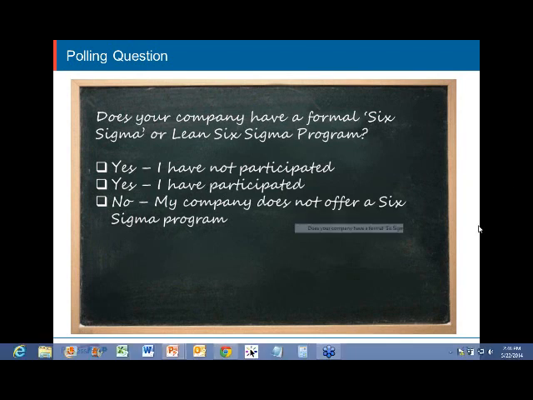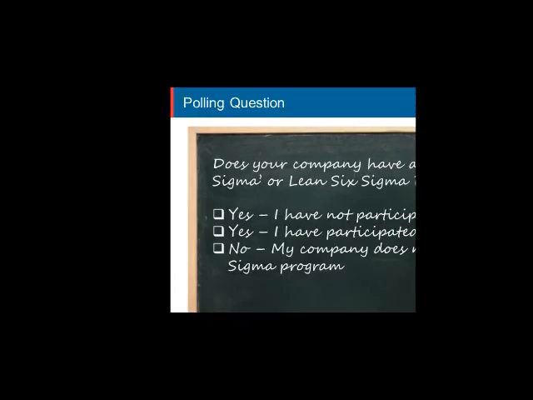And I just want to note, does your company have a formal Six Sigma or Lean Six Sigma program? Either yes, they do, but you've not participated, yes, and you have participated, or no, my company does not offer a Six Sigma program. So let's go ahead and open up the polls here. One last poll. Take a minute and let me know where you're at in this world. We're still waiting for a few more people to vote. Okay, one last chance. All right, we're going to go ahead and close this down, and let's take a look at the results.